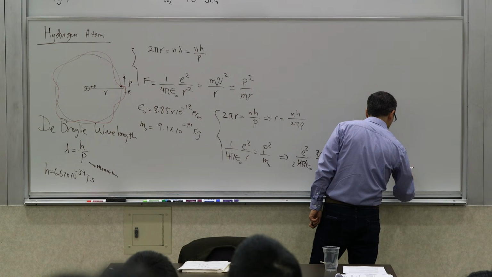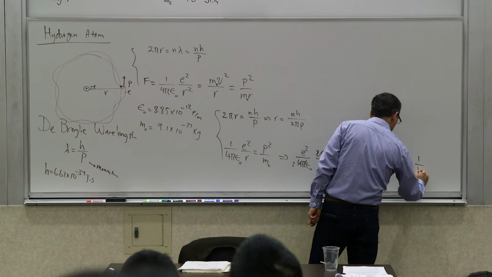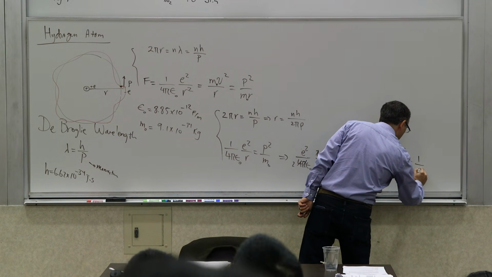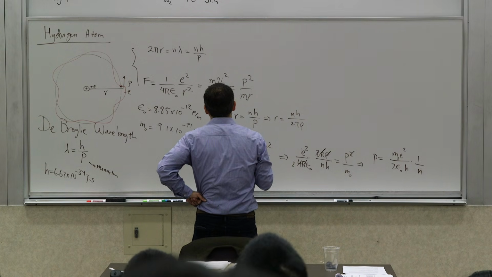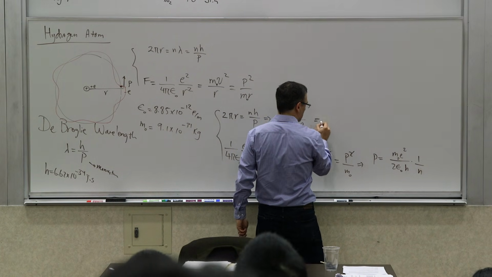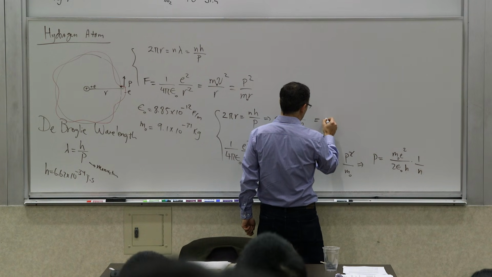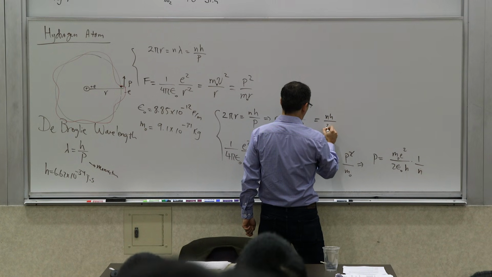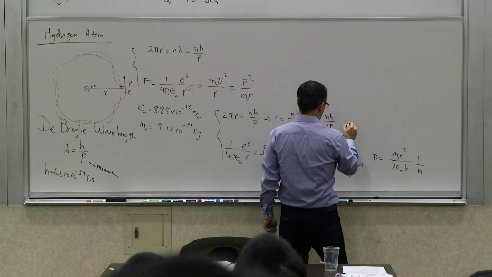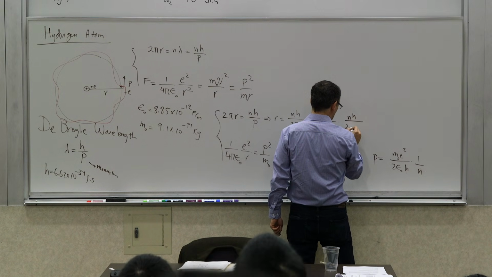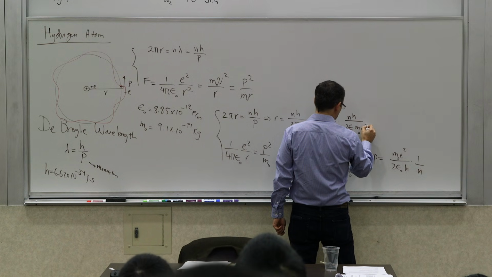n, h divided by n, 1 over n. And then you can plug this back into the r equation to get your result. So you get nh over 2 pi times nh over 2 epsilon naught m0 e squared.